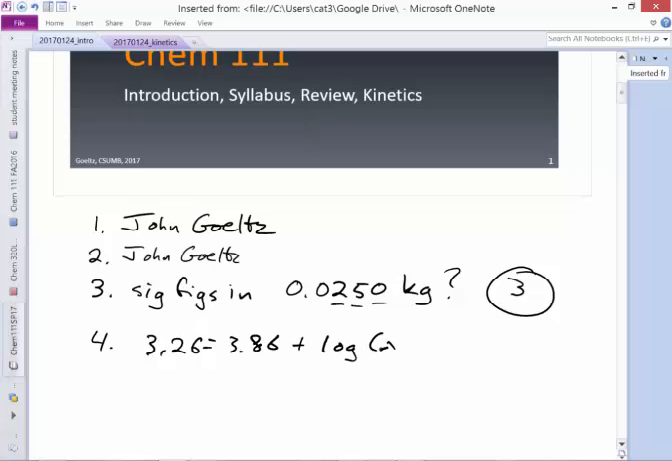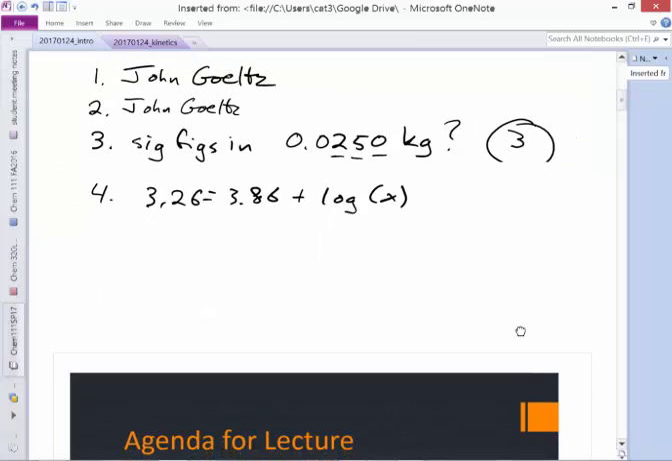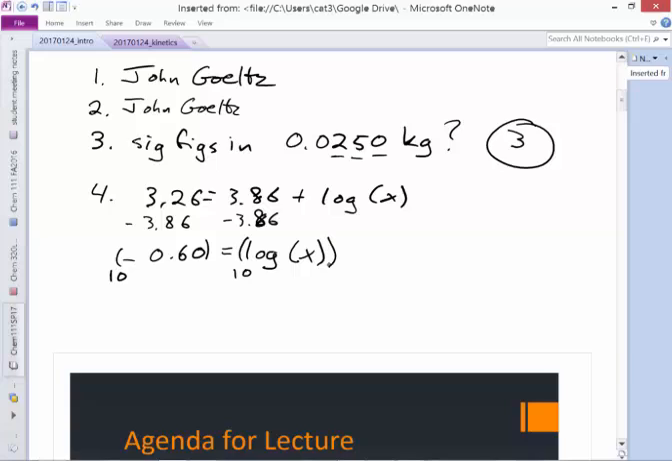(3.26) = (3.86) + log(x). Log is log base what? That's right. It's a good thing it wasn't e because I can't do that with my hands. So you tend to the both sides, a verb of my own invention. Point six, negative. Tend to the.